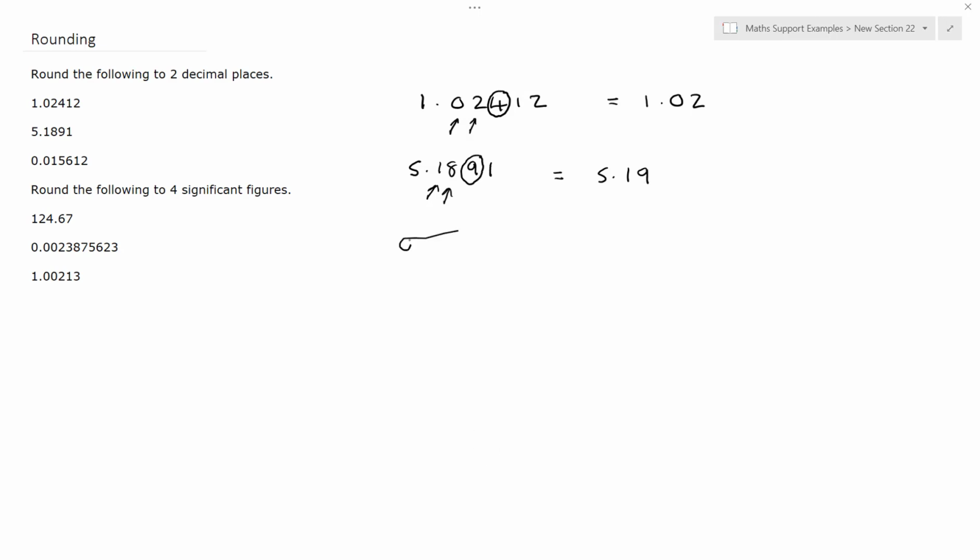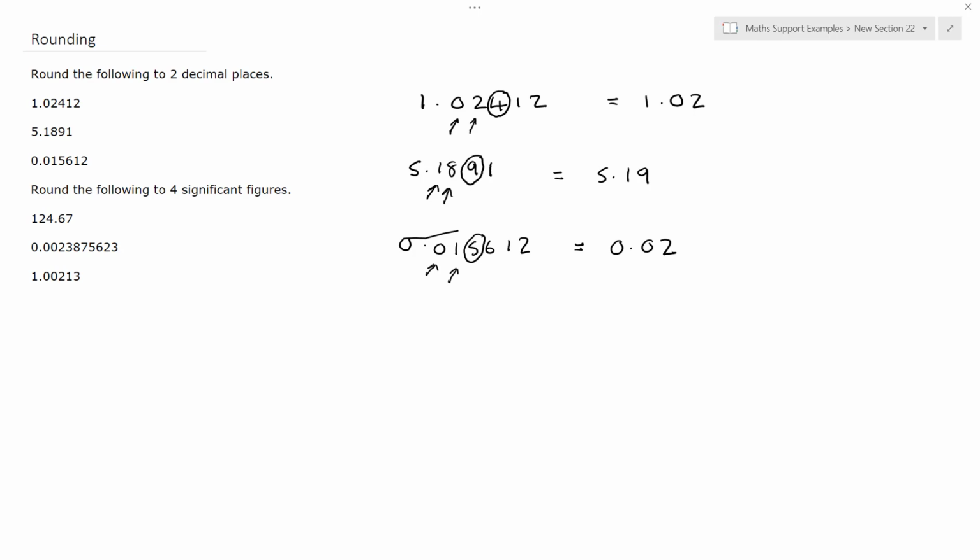If we now consider 0.015612, 0 is my first decimal place, 1 is my second decimal place, and therefore 5 is my third decimal place. As it is 5, it's telling me I need to round up. So 0.015612 becomes 0.02 to 2 decimal places.